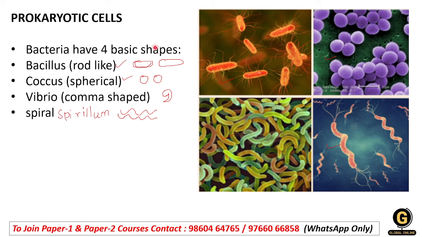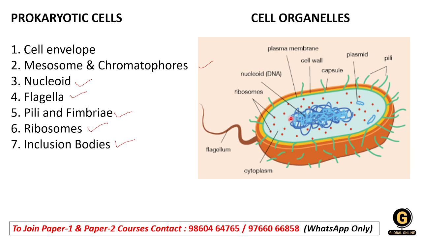Yes, bacteria have four basic shapes. Bacillus is rod-like, coccus is spherical, comma-shaped is called vibrio, and spiral is spirillum. You can see in this diagram bacillus, coccus, vibrio, and spirillum. Next, we saw the prokaryotic cell. Prokaryotic cells have a cell envelope, mesosome, chromatophores, nucleoid, flagella, pili and fimbriae, ribosome, and inclusion body. We saw each of its characteristics and functions.